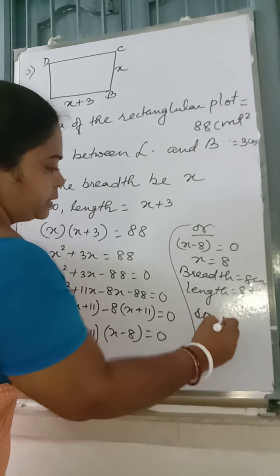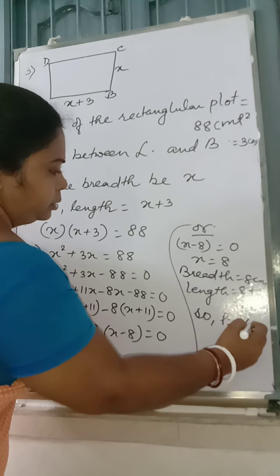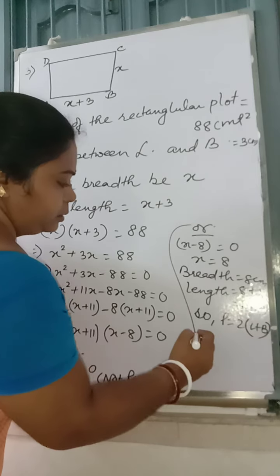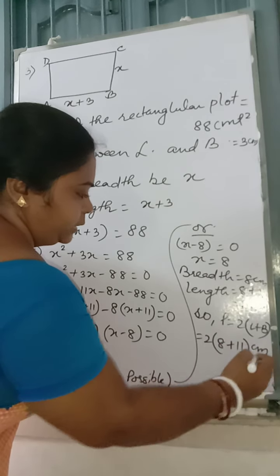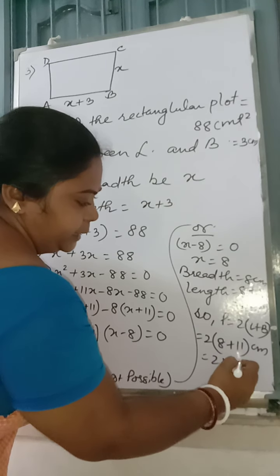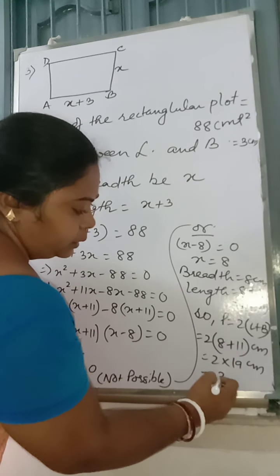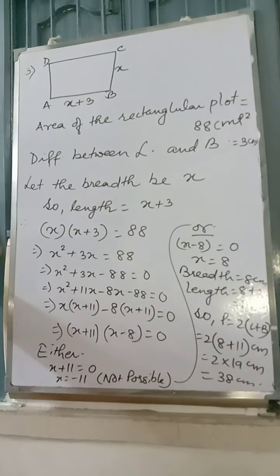So perimeter is equal to 2 into L plus B, or 2 into 8 plus 11 centimeter, 2 into 19 centimeter, or 38 centimeter. This will be the perimeter. Please write it. Here we have solved it as algebraic equations. Okay. And there is a correction in the book, only you correct that the area will be 88 centimeter square, not meter square. Kindly write it.